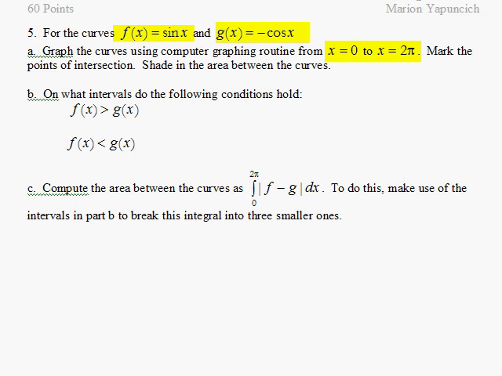So the first part is to graph it, find the regions where f is greater than g, find regions where f is less than g. That is how you break up the integral, which is given down here for computing the area between the curves. So I'll show you dplot one more time just to get you used to it.